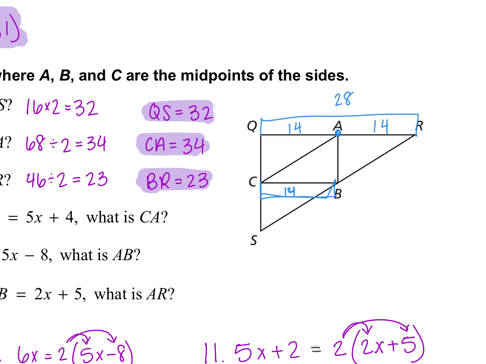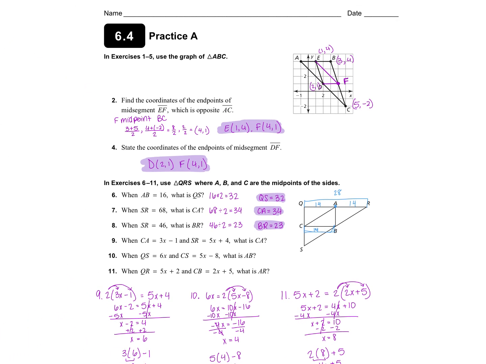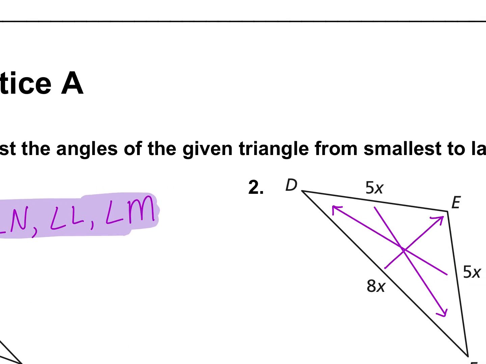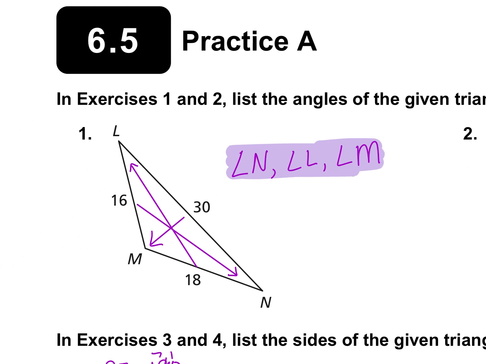Any more questions on this? No? Okay, let's go ahead and go to 6-5. It says list the angles of the given triangle from smallest to largest. You're always looking at the opposite side for the angle, or the opposite angle for the side. I drew my arrows. It said smallest to largest.